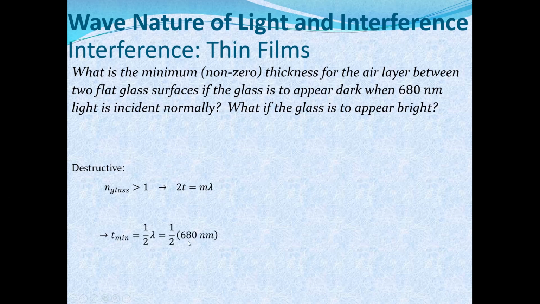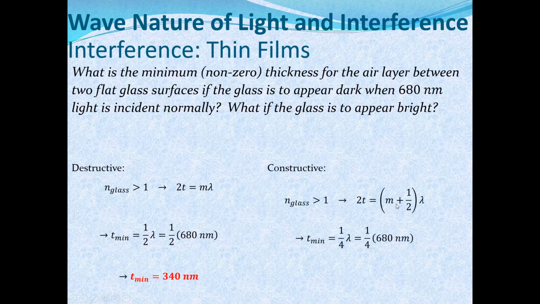When I plug the numbers in to find the minimum thickness for darkness, it would have to be 340 nanometers. For the brightness, I'm going to take the half integer form, plug the numbers in, and I end up getting 170 nanometers.